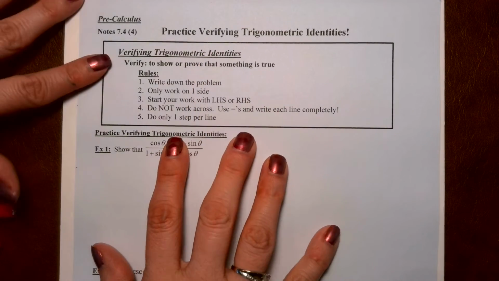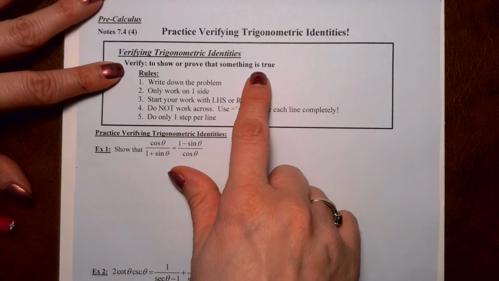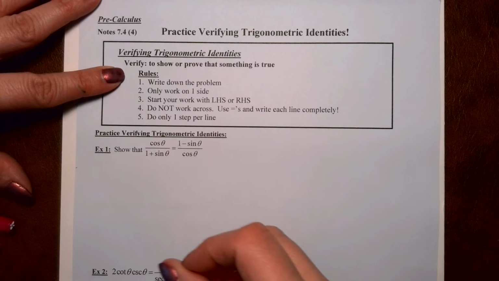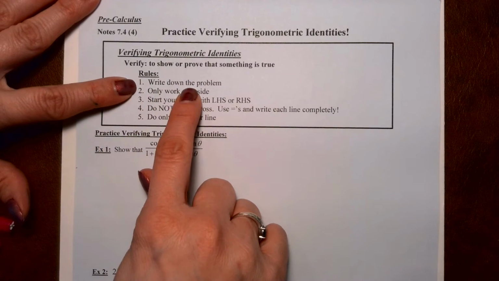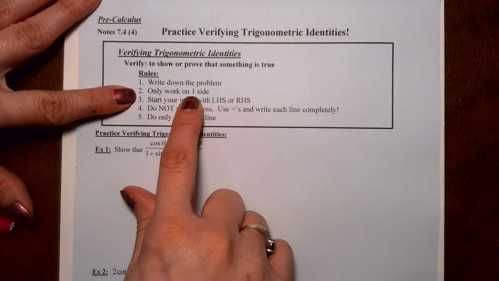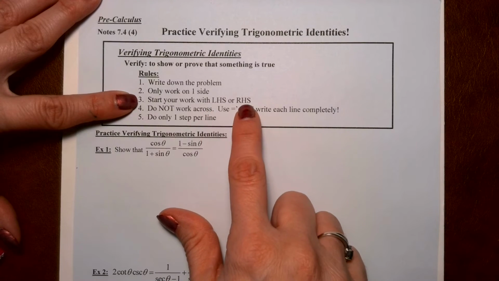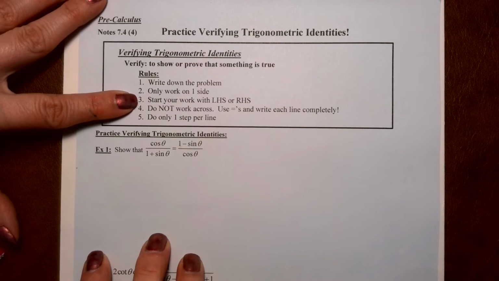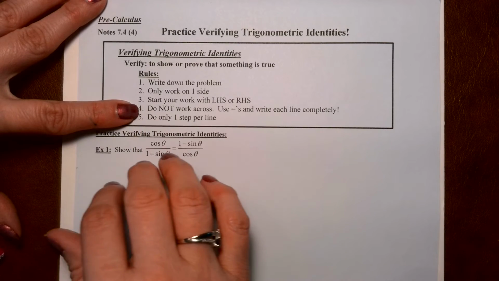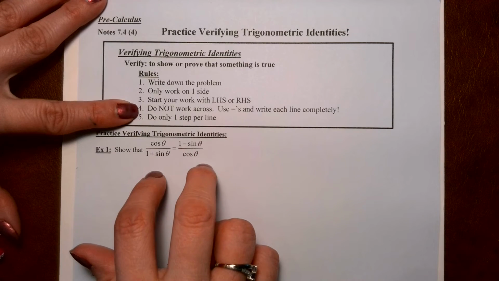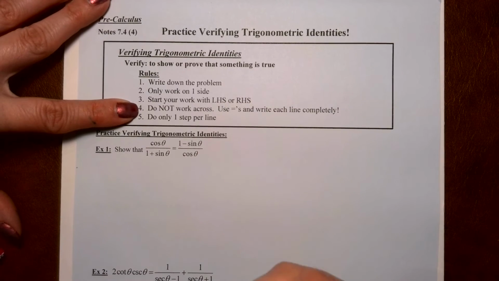Okay, so remember, when you're verifying, that means to show or to prove that something is true. So the nice thing is the answer is given. Okay, but remember the rules. Write down the problem. Only work on one side. It doesn't matter. Start your work with either left-hand side or right-hand side, so it's clear to the reader what side you're working on. Okay? You're not allowed to work across on both sides. So pick a side, stick with it, and then the other side is the answer you're going for.